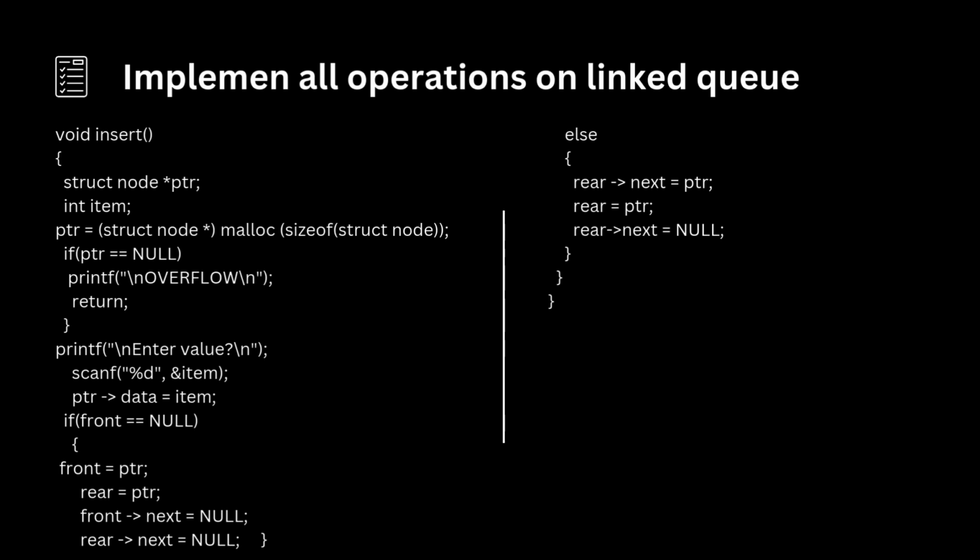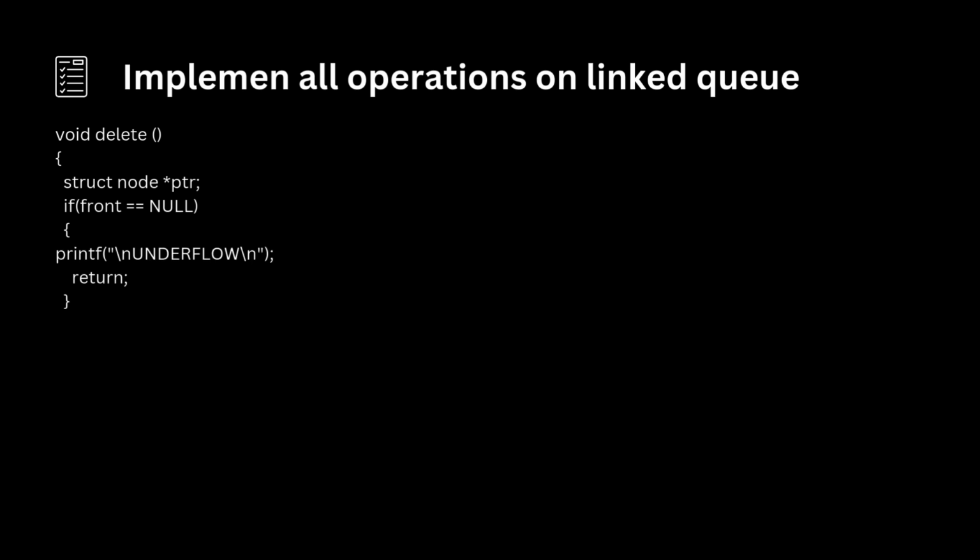Now let's write the code for the deletion function. This is the function definition for deleting an element from the queue. This declares a pointer ptr to a structure of type node. This line checks if the queue is empty. If front is null, it means the queue is empty and the function displays underflow and returns. This assigns the front pointer to ptr. This line moves the front to the next node in the queue, effectively removing the first node. This function frees the memory allocated for the node pointed to by ptr, effectively deleting it.